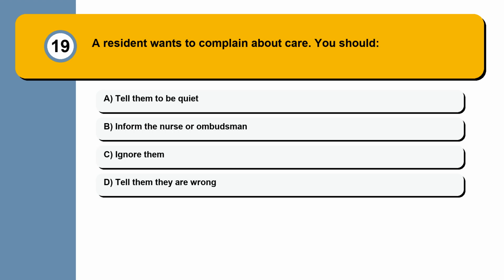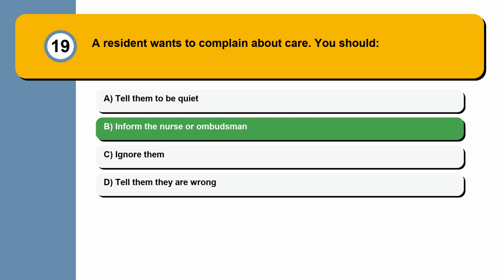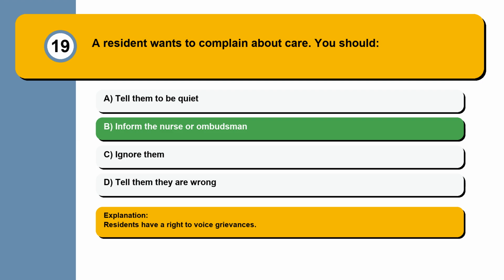Question 19. A resident wants to complain about care. You should: tell them to be quiet, inform the nurse or ombudsman, ignore them, tell them they are wrong. Residents have a right to voice grievances.